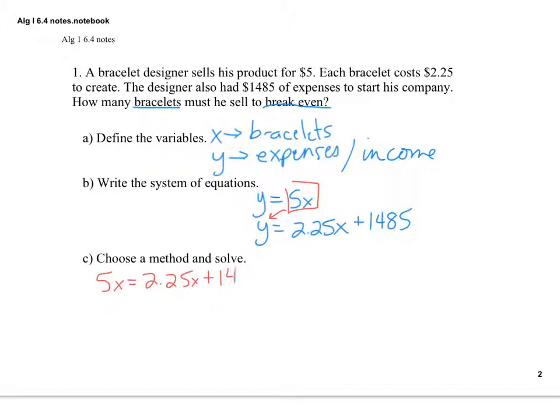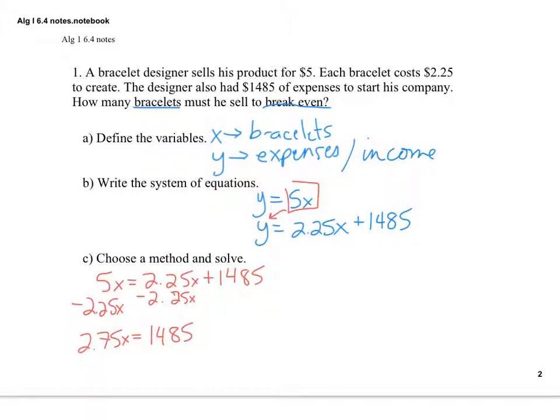So there you go, 1,485. Let's see if Mr. Bear can write correctly today. Okay, so I'm going to get all of my variables on the left-hand side this time, so that way I don't have a gigantic negative expense. So I've got minus 2.25x on both sides of my equation here, which means that I've got 2.75x equals 1,485. Basically I'm making about a $2.75 margin on each bracelet.